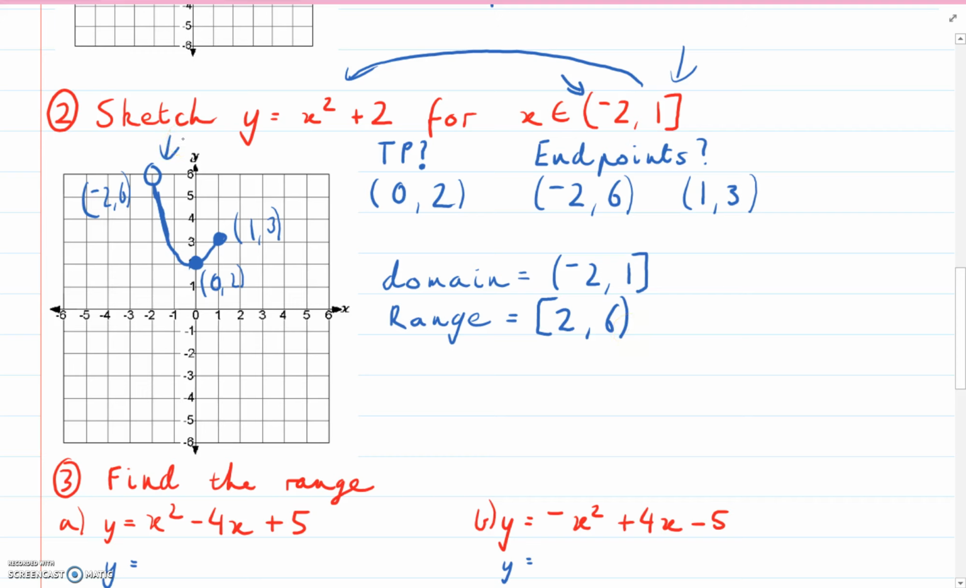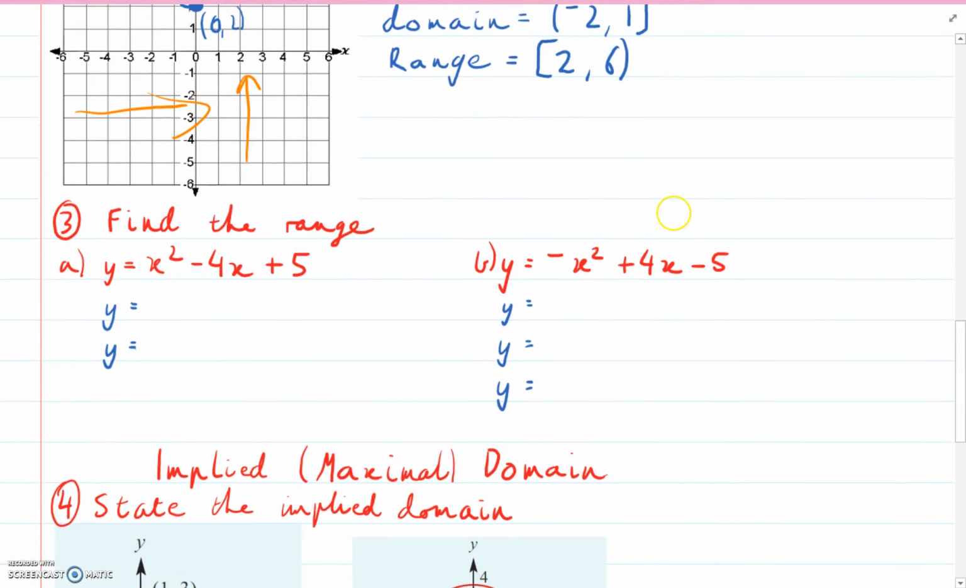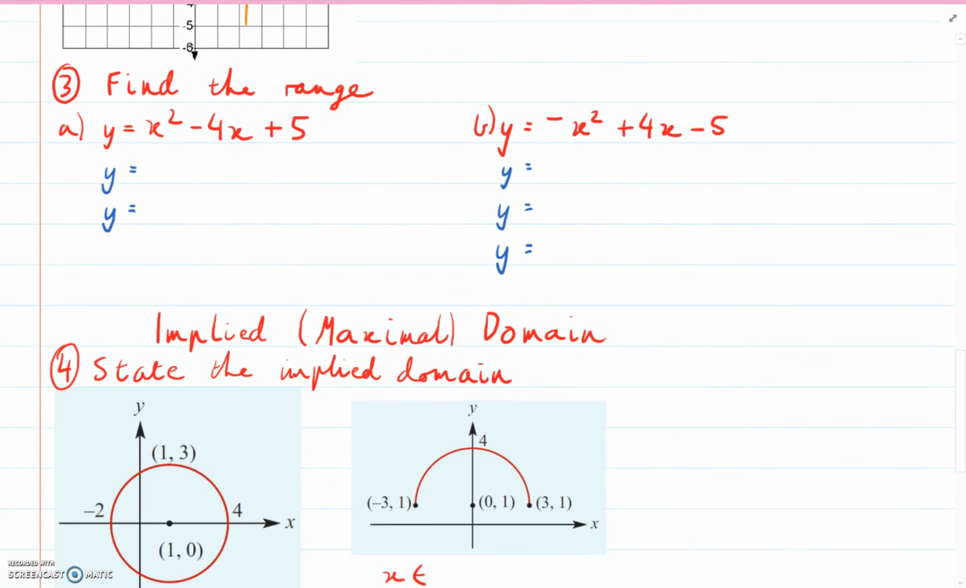We always read and write range from negative to positive, or bottom to top if you want to read the graph like that, and left to right. So it's kind of bottom to top values and left to right values. Sometimes you don't need to sketch things at all, so let's find the range of these two.